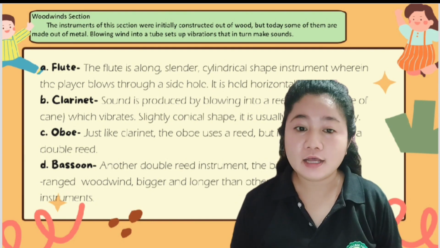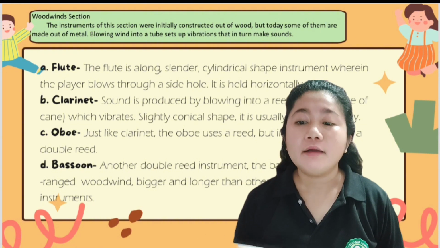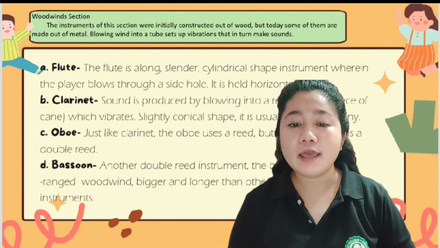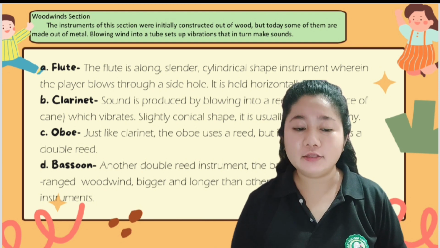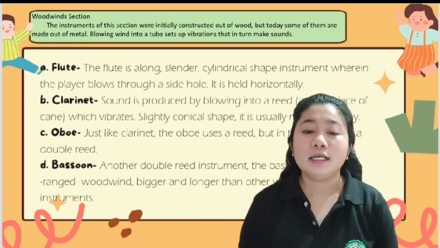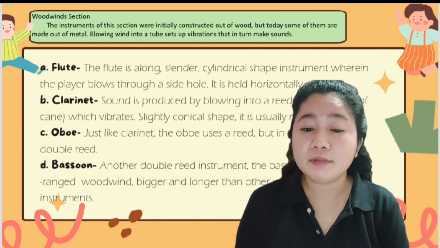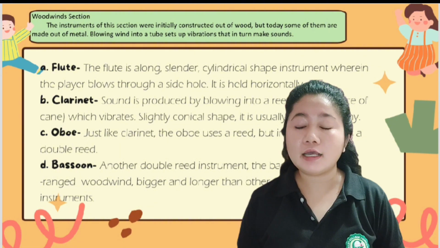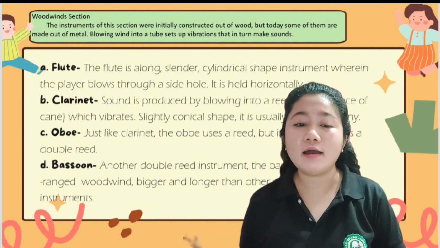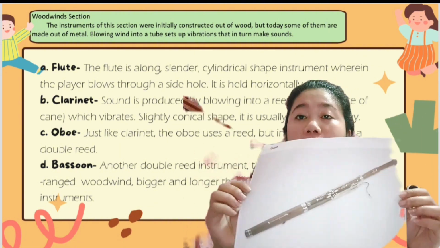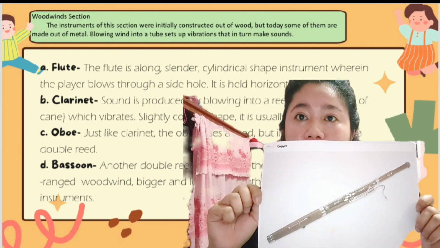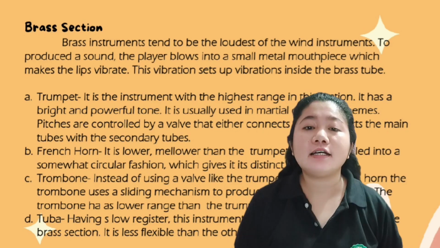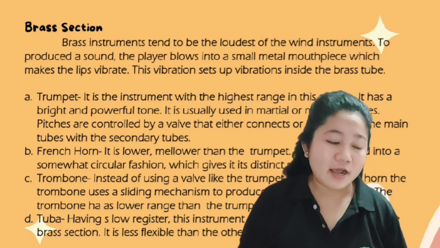So, bassoon is another double reed instrument, but the bassoon is a low-range woodwind, bigger and longer than other woodwind instruments. So, si bassoon na naman is double reed pa rin ang ginagamit dito. But si bassoon is mahaba siya na woodwind instrument. So, ito siya. May mahaba siyang instrument. So now, let us discuss the different brass section.